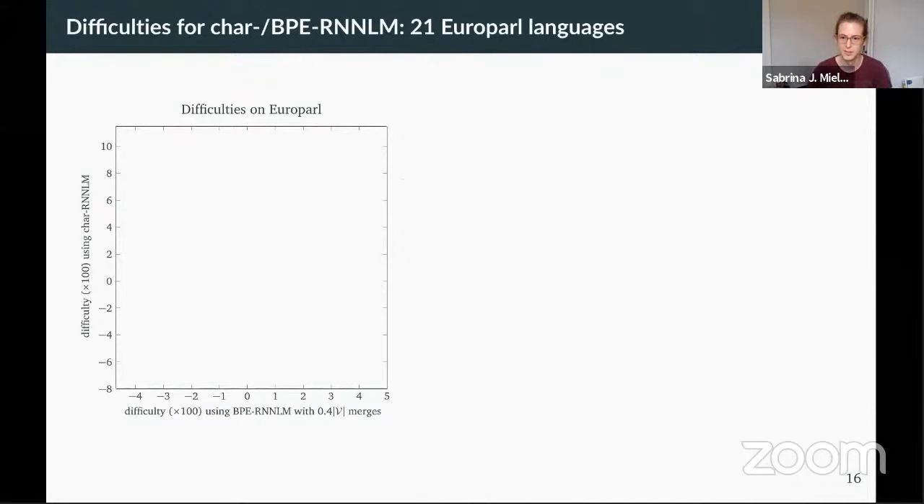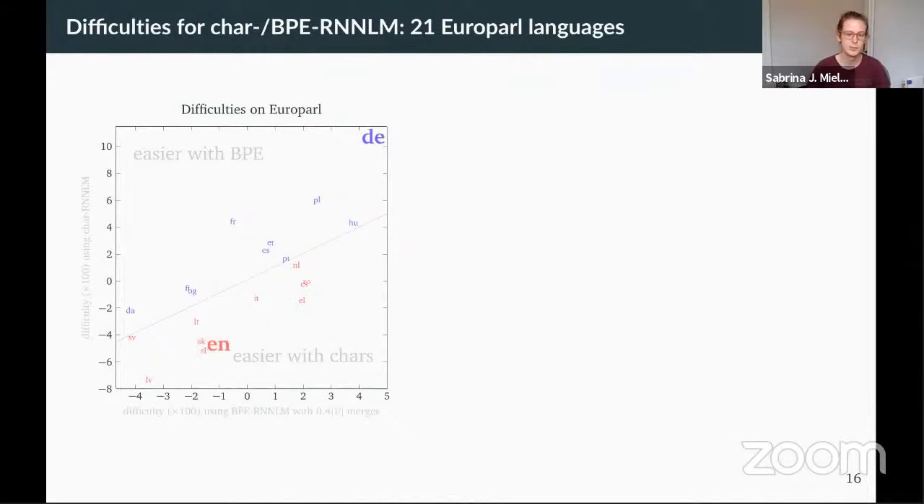So now, time for results. We can build up this graph that has on the x-axis the difficulty using BPE, and on the y-axis the difficulty using characters. All the points should fall somewhere along these lines. If they are far away from the line, that means they are much easier either with BPE or with characters. The Europarl languages do follow this line. In response to the question in the beginning, German is harder than English under both models, although this difference is more pronounced with the character level model.